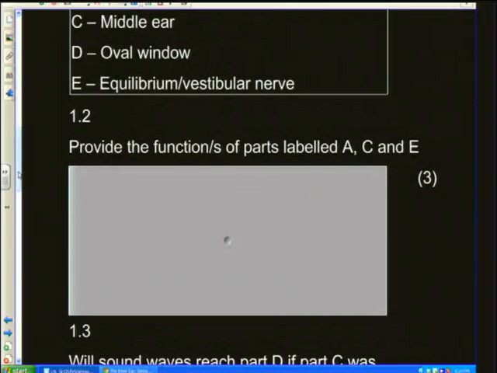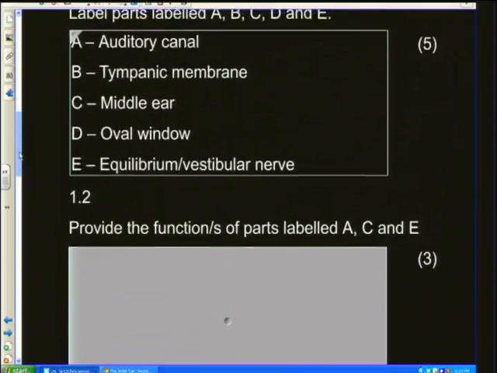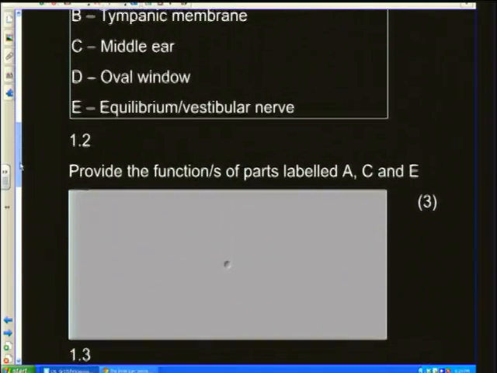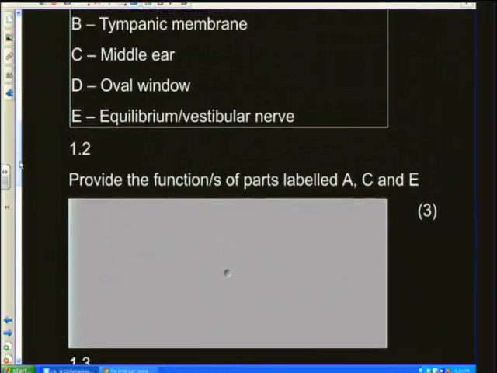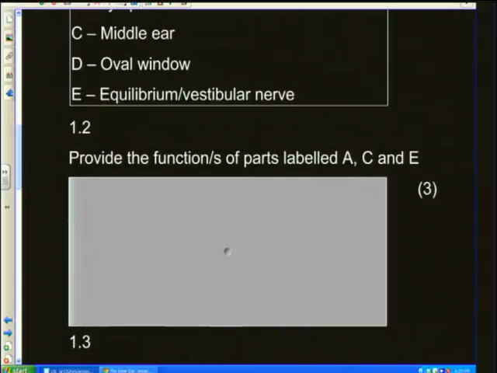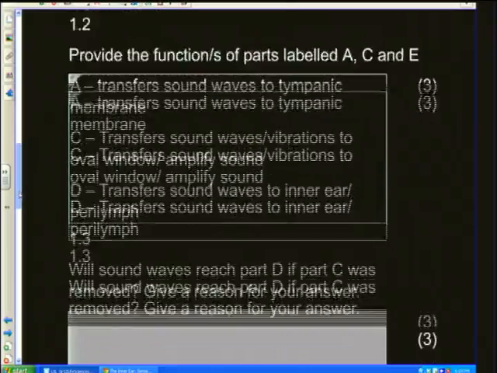Provide the functions of parts labeled A, C, and E. A, auditory canal. C, middle ear. In this case now, it will be the ossicle, sorry, because that's why they're asking for the functions. And E, equilibrium or vestibular nerve. And the functions are easy. We've done that before. So let's look at what we're saying.